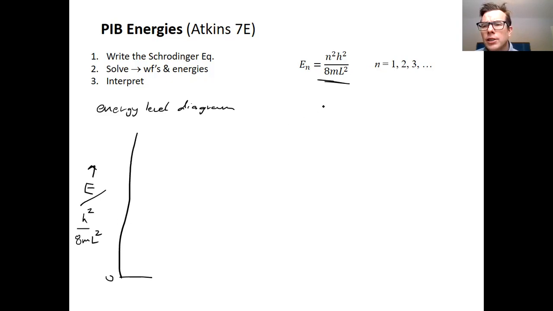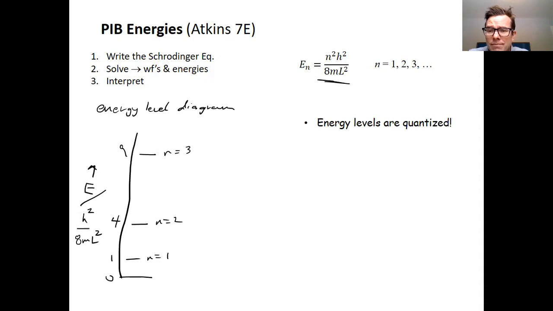And so I start plugging in values of n. Right? The lowest number for n, particle in a box, is 1. If n is equal to 1, you have 1 energy unit. Second is 2. If n equals 2, you get 4 energy units. N equals 3, you get 9 energy units, etc. Right? This is an energy level diagram for a particle in a box. And now let me point out some things to you about this.